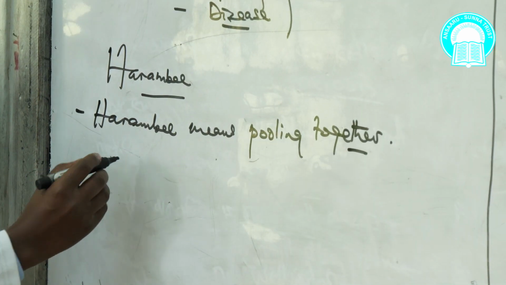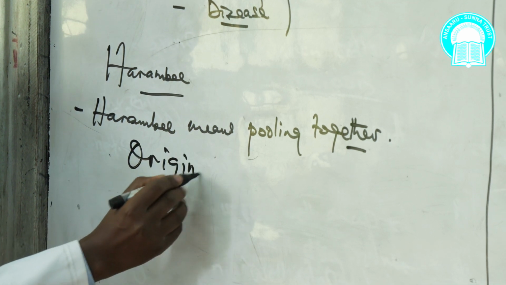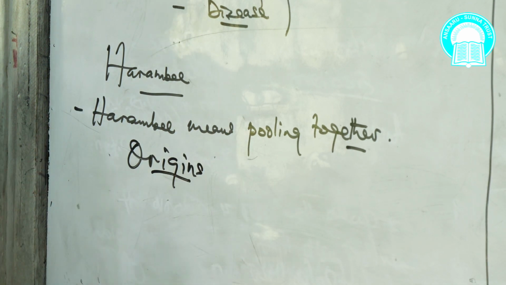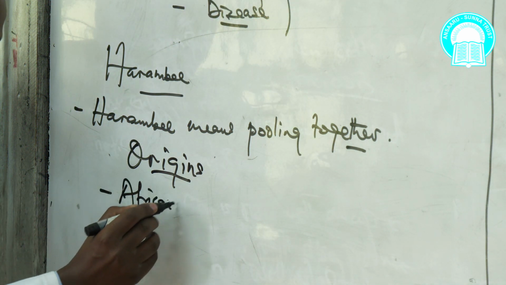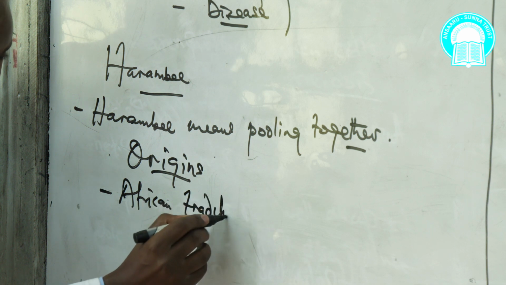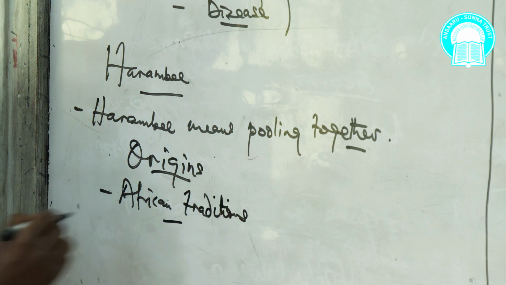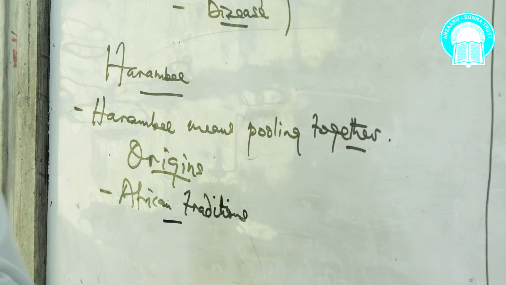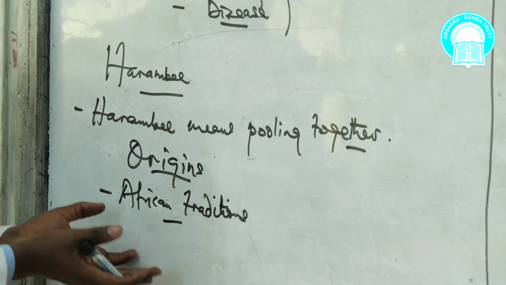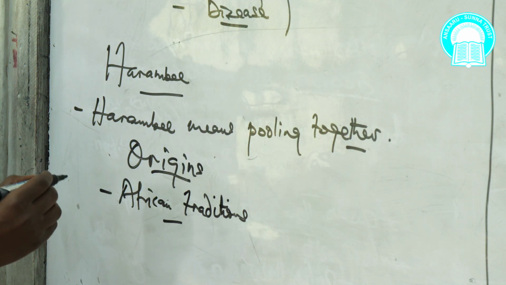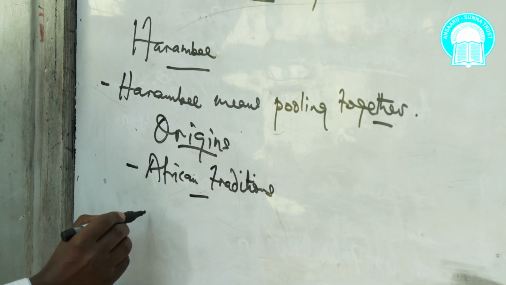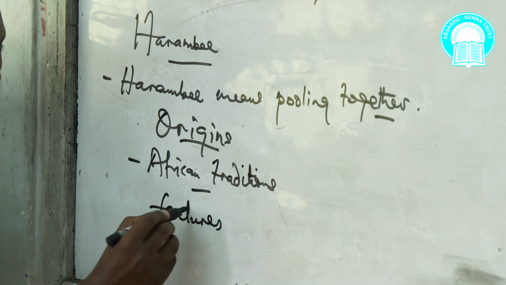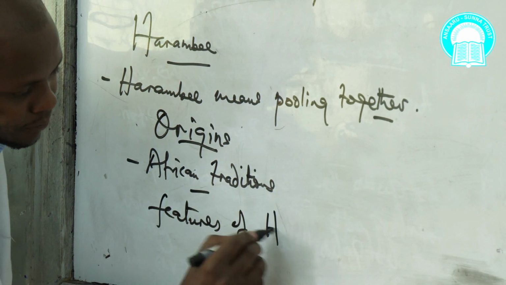So we can basically say the origins of the Harambee philosophy are from African traditions and customs. Because it is a Swahili word telling people to pull together so that they can tackle common challenges. After this definition, we need to look at the features of the Harambee philosophy.